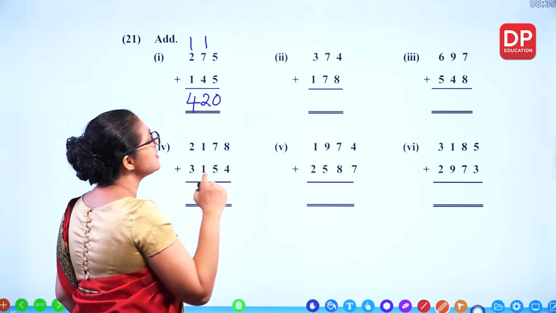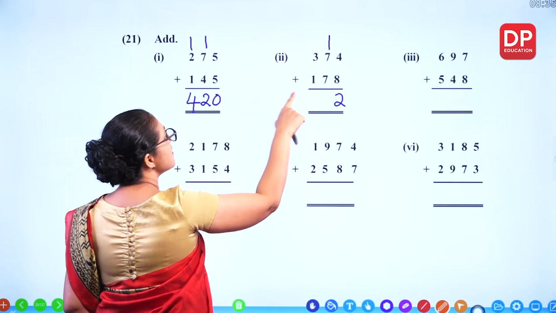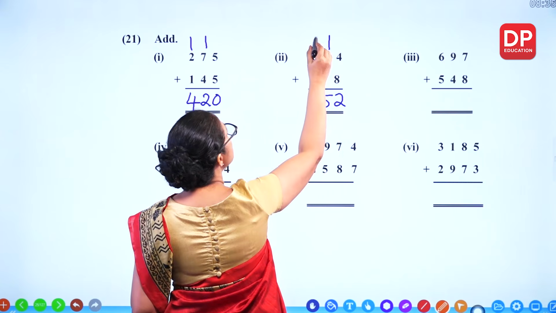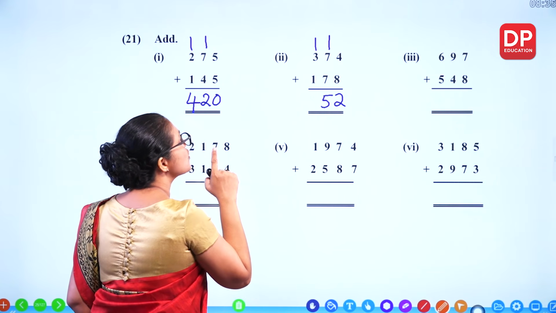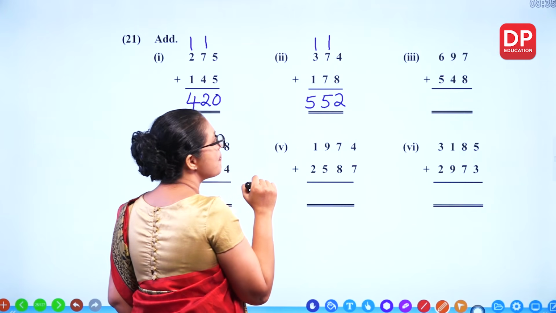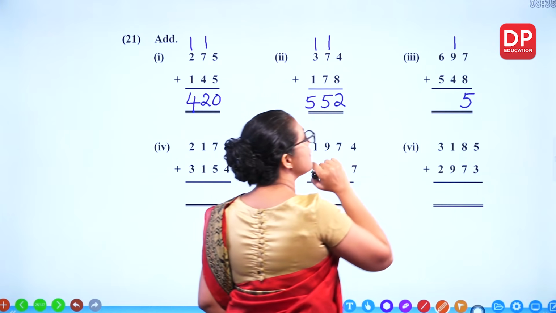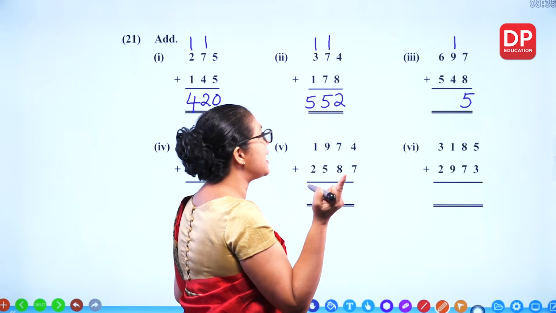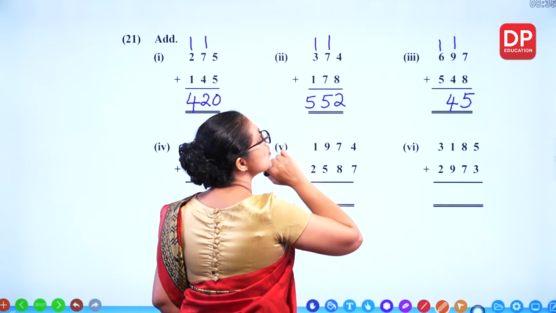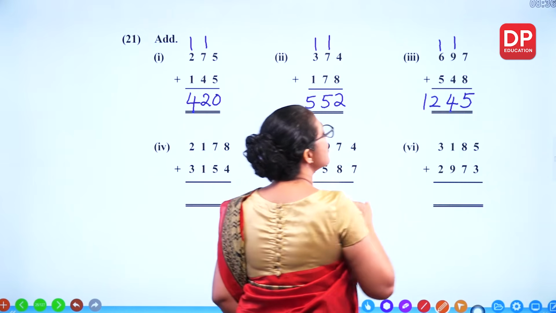Add these two numbers. 4 plus 8, 12. Take 1 to the next level. 7 plus 7, 14. 14 plus 1, 15. And take 1 to the next level. 3 plus 1, 4. 4 plus 1, 5. This one, 7 plus 8, 15. Take 1 to the next level. 9 plus 1, 10. 10 plus 4, 14. Take 1 there. So 6 plus 1, 7. 7 plus 5, you get 12.